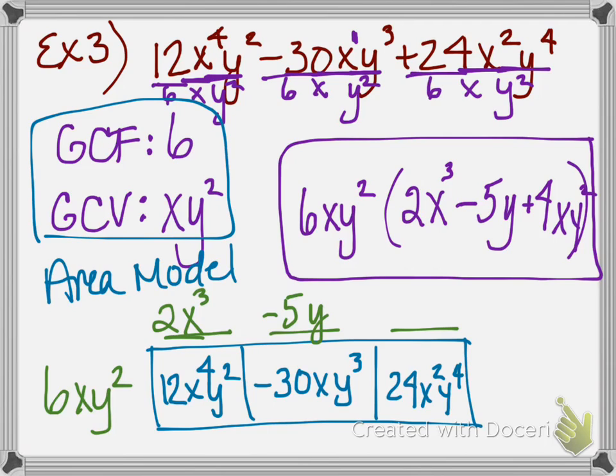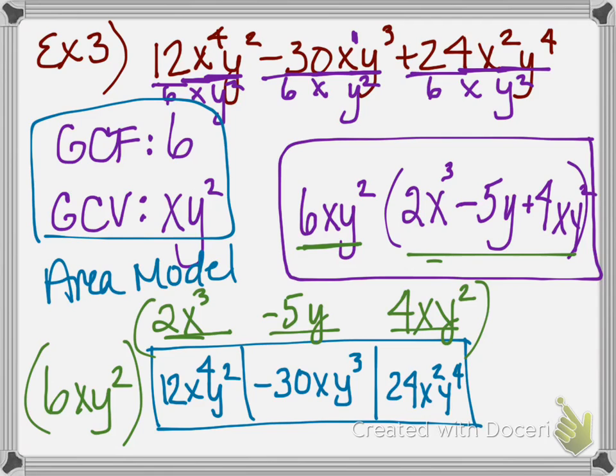And then 6 times what is 24? That would be just a plain old 4. X times what is x squared? That's an x. And y squared times what is y to the fourth? That would be another y squared. This would be my first set of parentheses, which we see right here. And this would be my second set of parentheses, which we see right here.